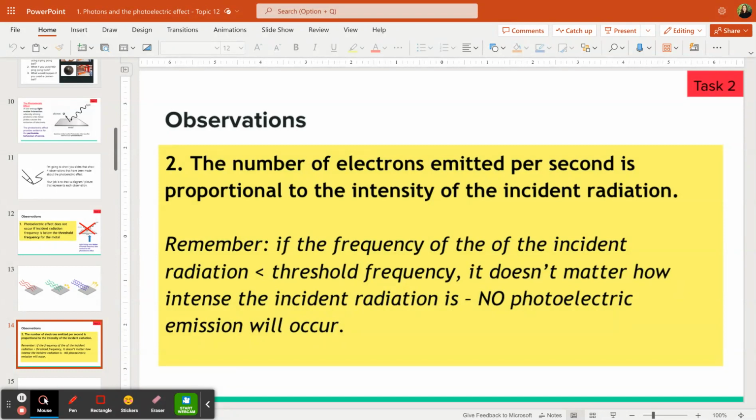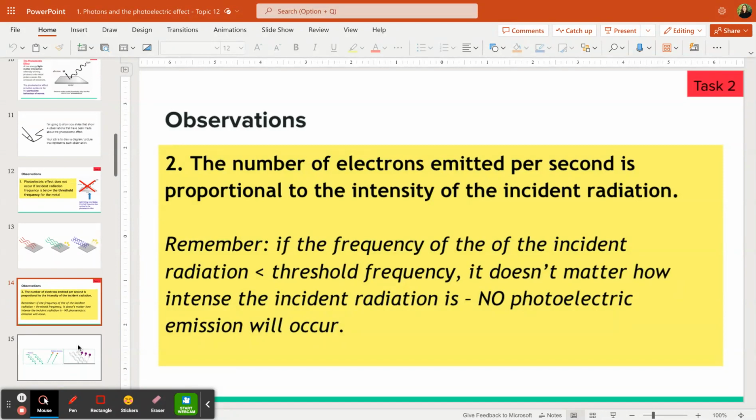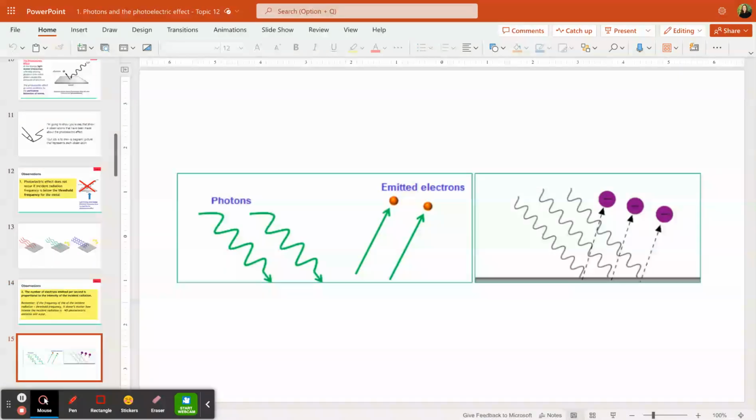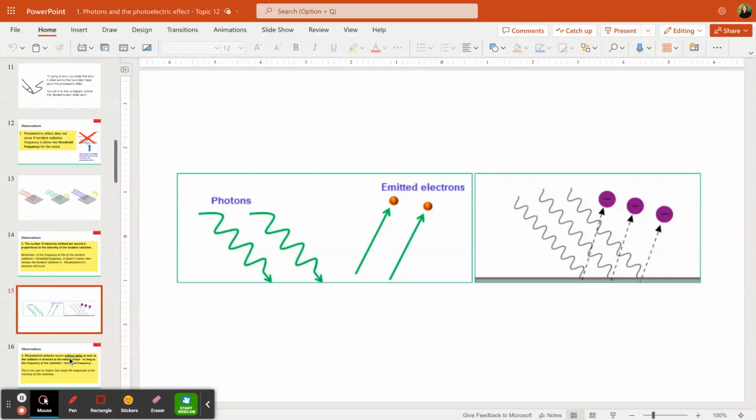Draw me a diagram to represent that. Pause me, and then when you've done that, carry on. So this is what I drew. Each photon we know has an amount of energy. So the more photons we have, the more energy we have total hitting a surface area, which means the intensity goes up. So you can see I've got 2 photons emitting 2 electrons, 3 photons emitting 3 electrons as my diagram for observation number 2.